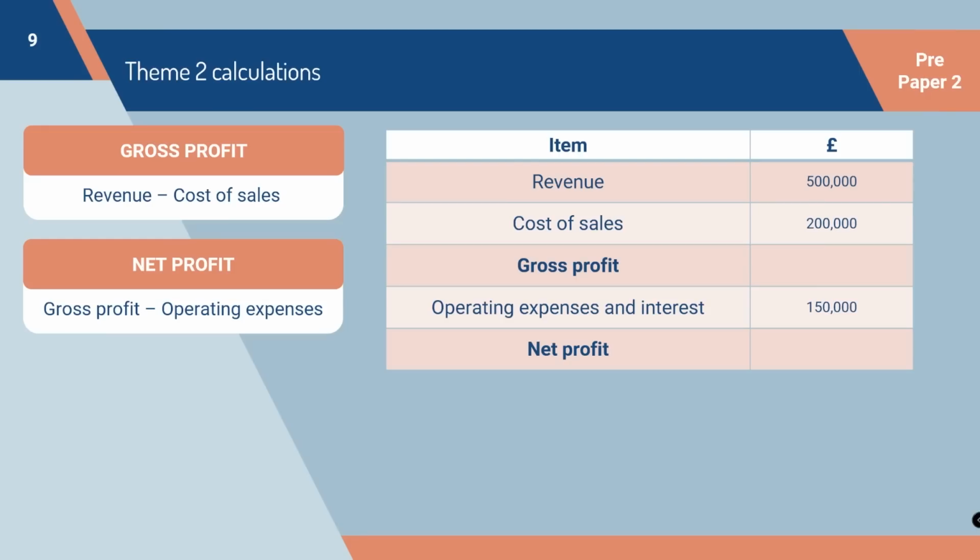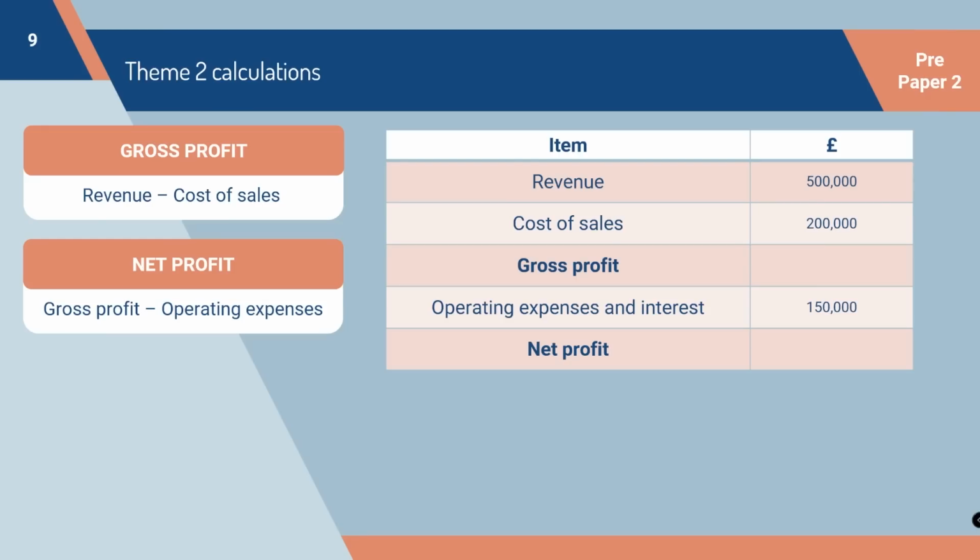The cost of sales are like the direct manufacturing costs for the product. So for example, materials, packaging, they're basically like the variable costs. And so to make the products that have been sold for £500,000, they've spent £200,000 on the materials. And then what that allows you to do is work out the gross profit. So gross profit is revenue minus cost of sales. So in this situation, 500,000 minus 200,000.